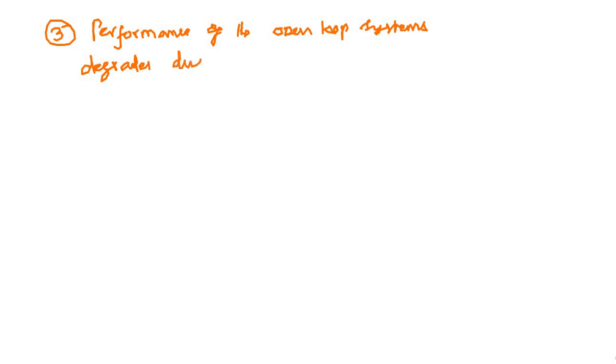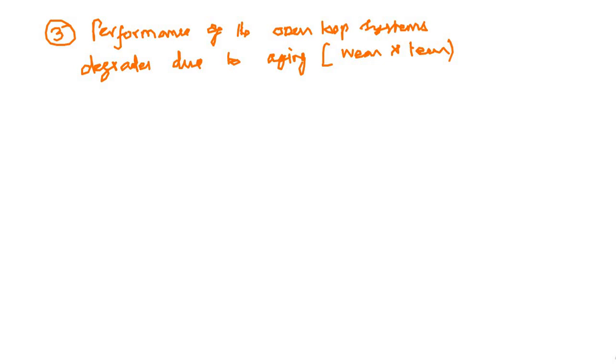Next, open loop systems are very sensitive to aging. So the performance of open loop systems degrades due to aging. Aging here means wear and tear. Okay, so due to wear and tear, surely the performance will vary.